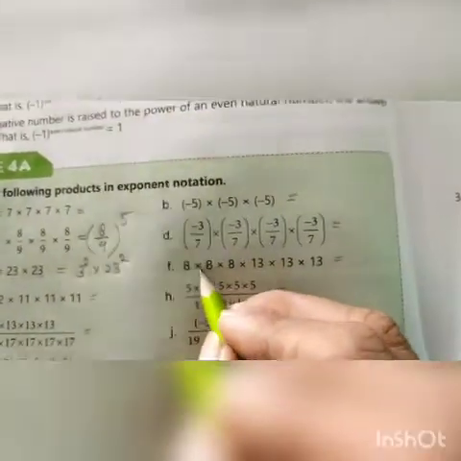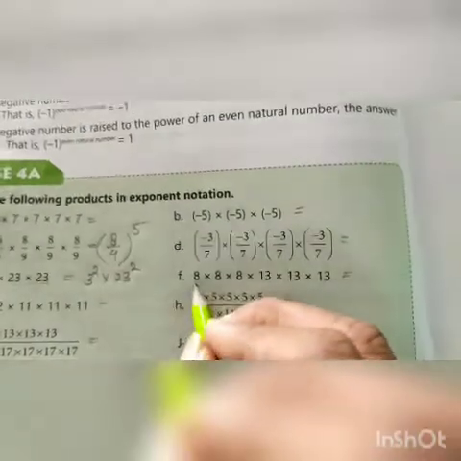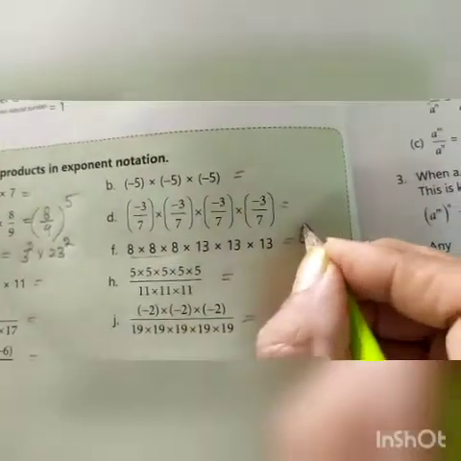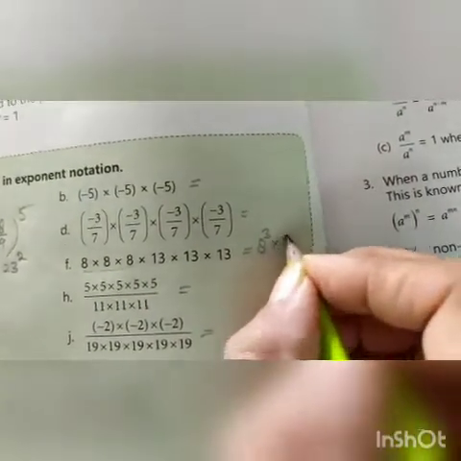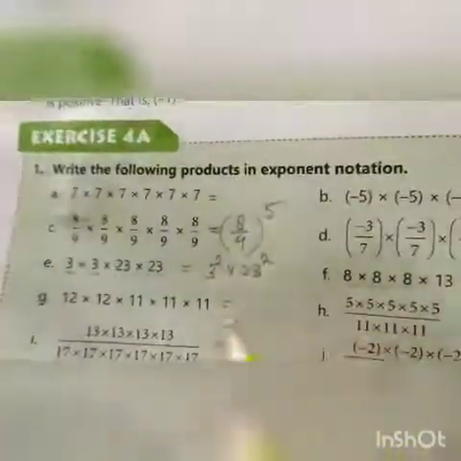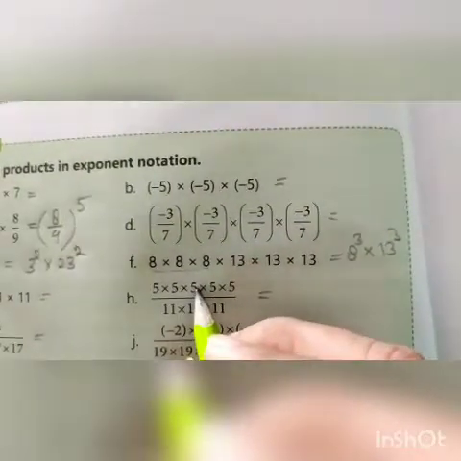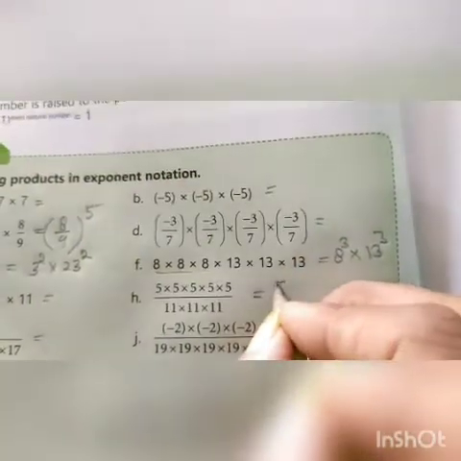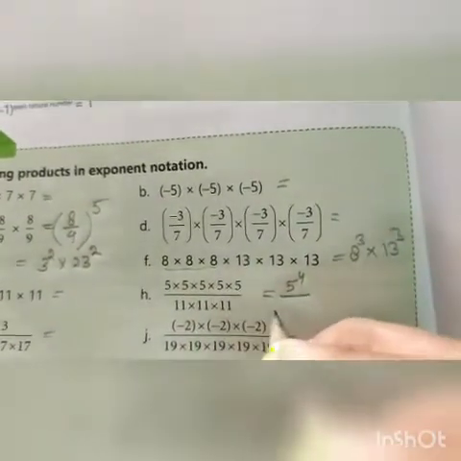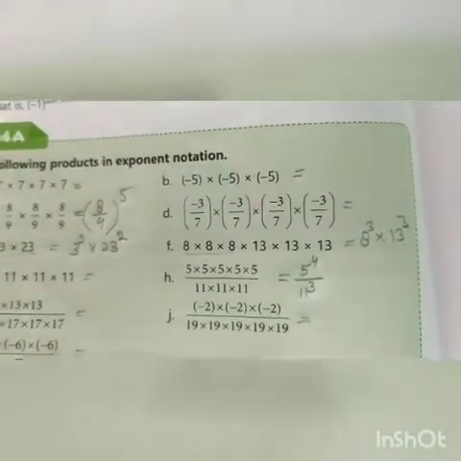Next is 8 into 8 into 8 into 13 into 13 into 13. We are getting 3 times 8 and 3 times 13. We will write it as 8 power 3 into 13 power 3. In the same way, here 5 into 5 into 5 into 5. 5 is given 4 times, so 5 power 4, upon 11 is given 3 times, 11 power 3.